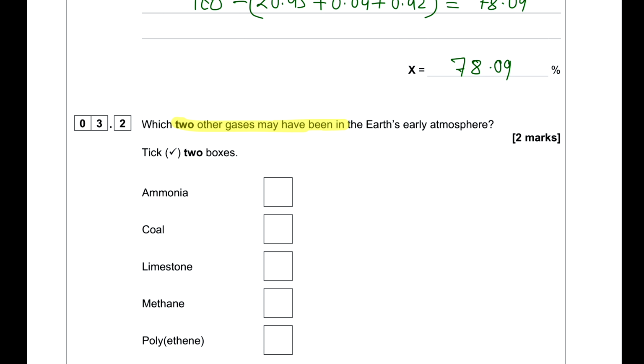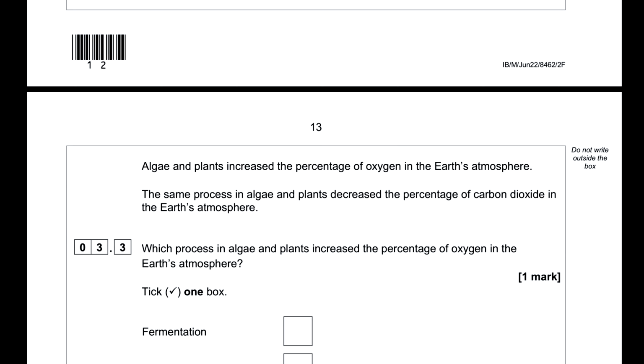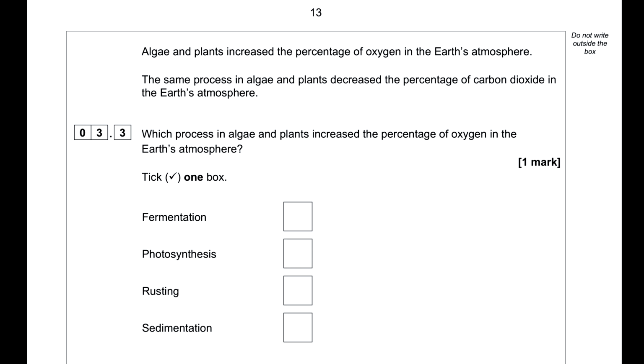Which two other gases may have been in the Earth's early atmosphere? Coal, limestone, and polyethylene will not be available because none of them are gases at normal room temperature and pressure. So there could be ammonia, there could be methane. They can be produced if there are animals present, or if certain conditions on Earth make it possible that methane and ammonia are produced.